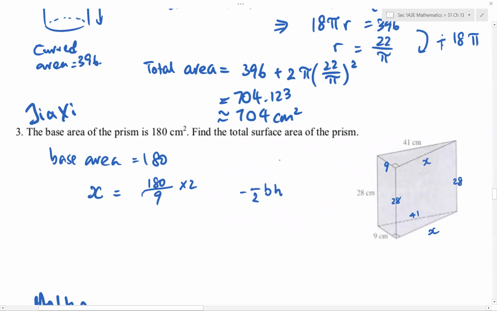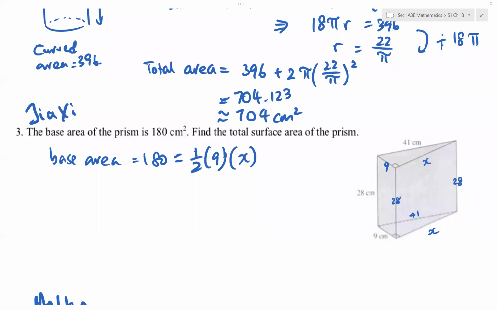Do it properly. If you can tell me that the area is half times base times height, what is stopping you from saying 180 equals to, say again, what's the formula of the triangle? Area of triangle? Half times base, what is the base? 9 times the height. What is the height? In my diagram, what is the height? X. Now, if you can tell me area is half times base times height, and you can tell me area is 180 at the same time, then you can equate them already.